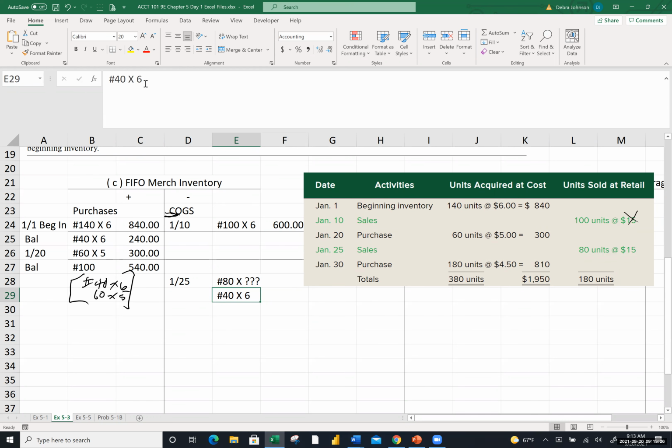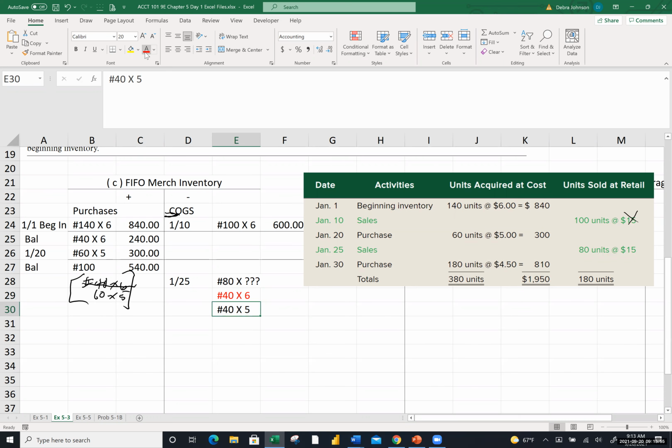I better put this in a different color so you guys can keep them straight. Hopefully I can put that in red. I can't. The first 40 were at 6. So now I've used up this layer right there. And that means to bring it up to 80, I need 40 more out of this layer. So the next 40 are going to be at 5.